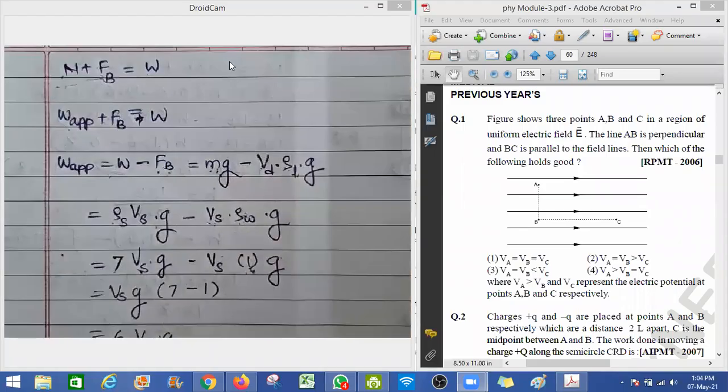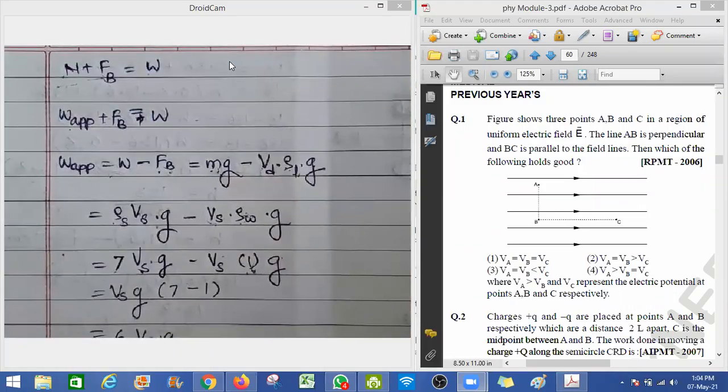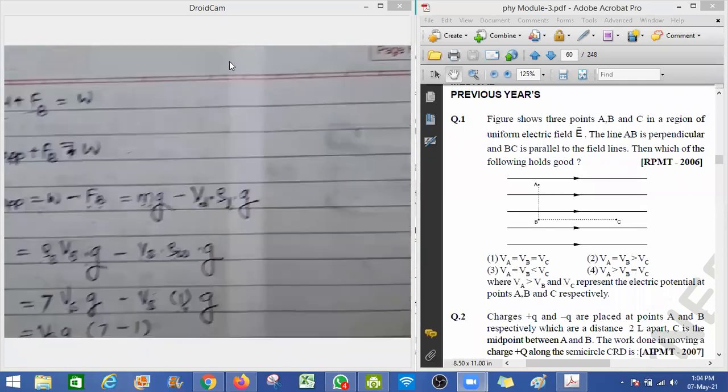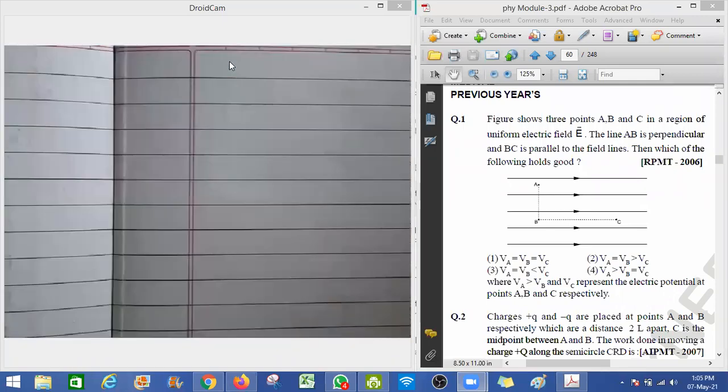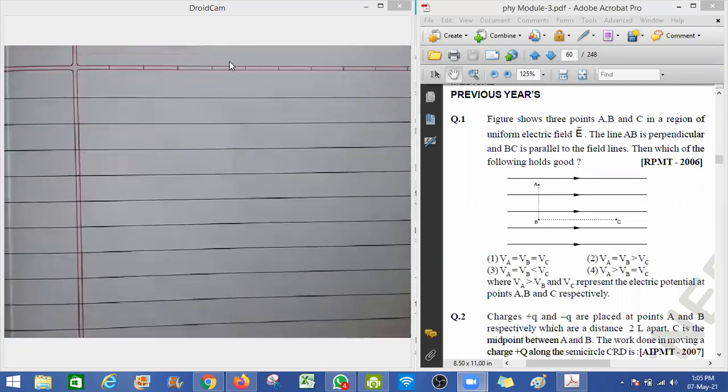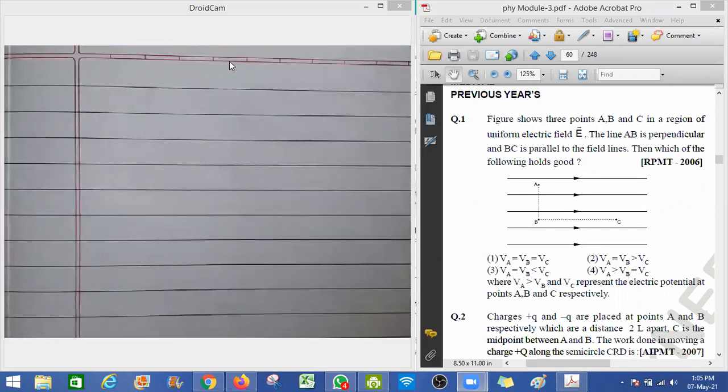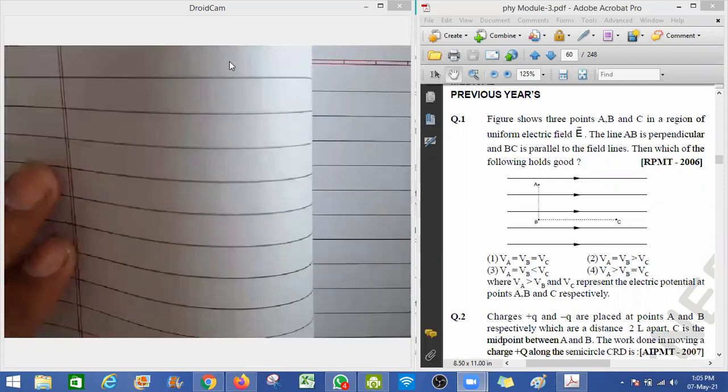In the last session, we solved the questions of wave optics, interference and diffraction. Today we will be solving the questions of electrostatics, the PYQs of electrostatics.